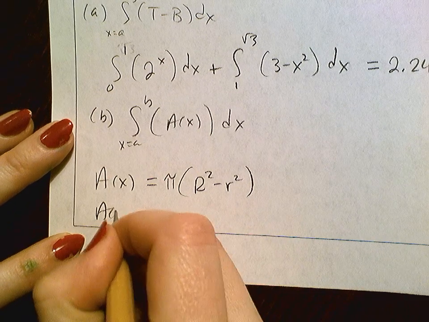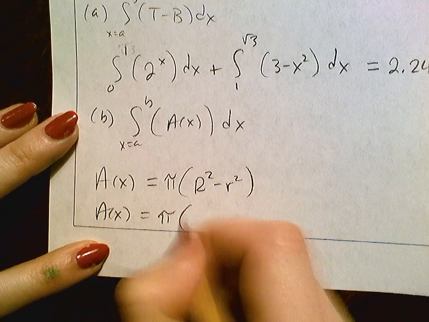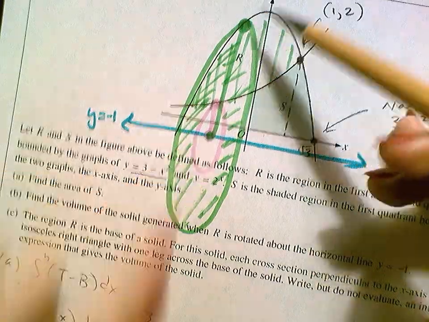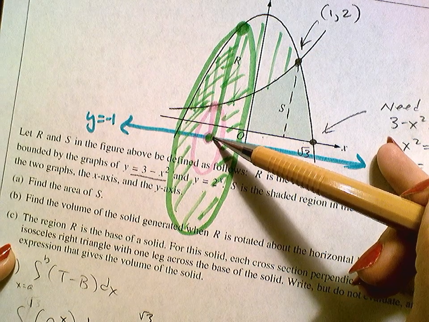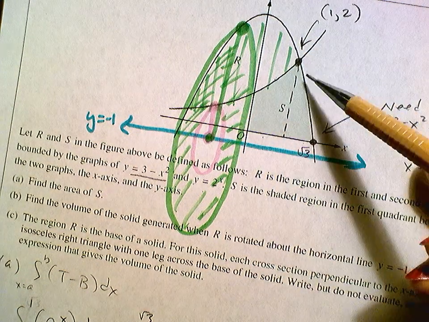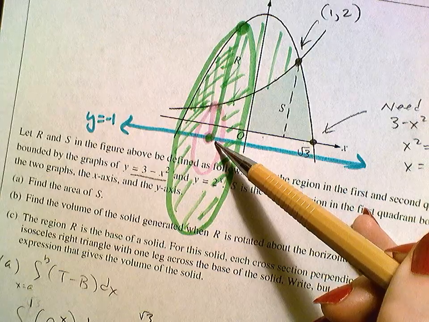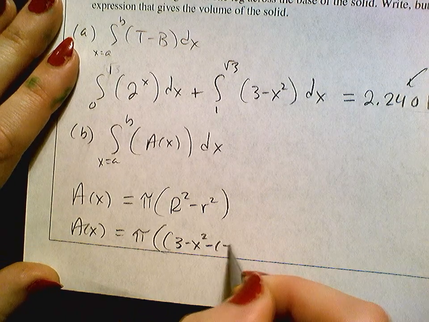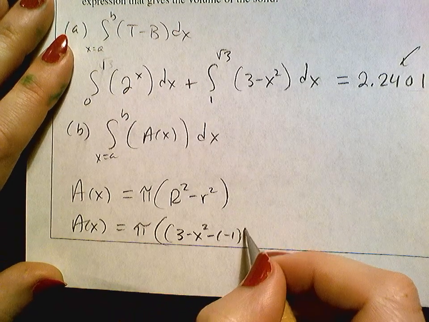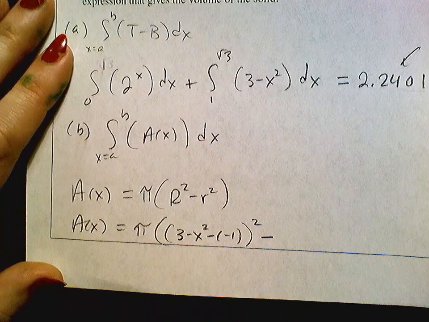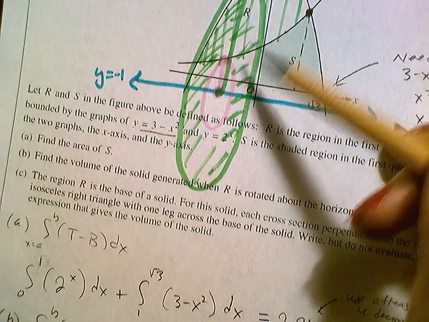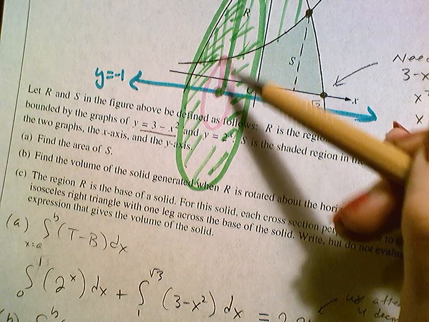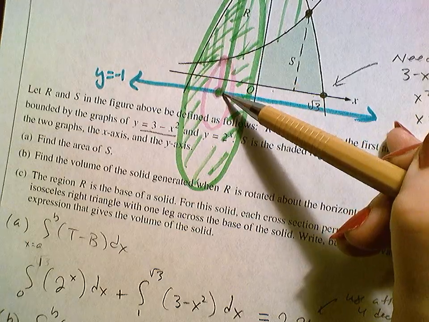So we get that A of x is pi times. Now big R, you've got to do top minus bottom. The top is the parabola, and the bottom is -1. So it's 3 minus x squared minus -1, squared, minus. And then for little r right here, top minus bottom, 2 to the x minus -1.